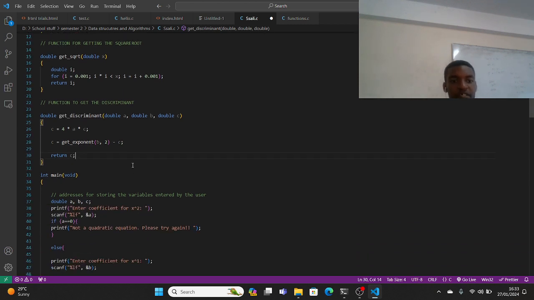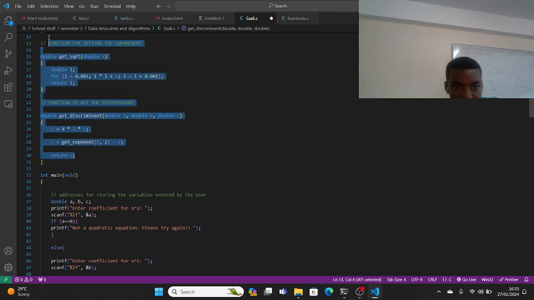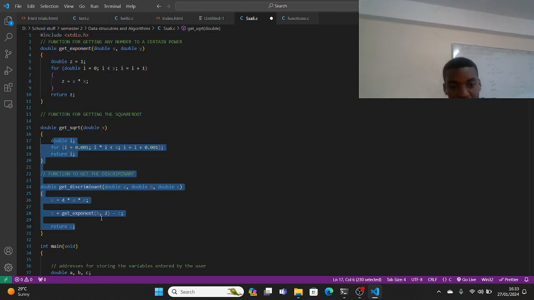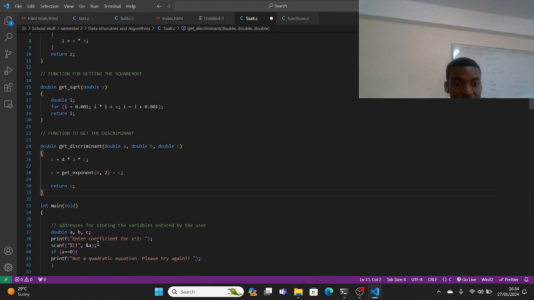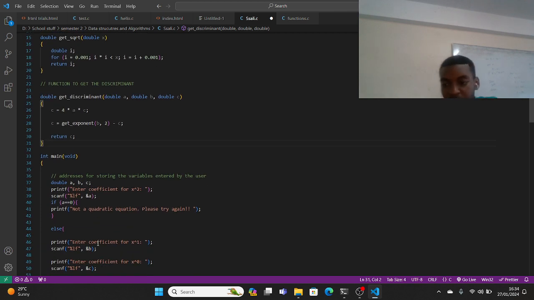So all these are the functions that I've used in my code. There are only 3. Some of them have better ways of dealing with them, others either way. But that was my way of dealing with the problem.